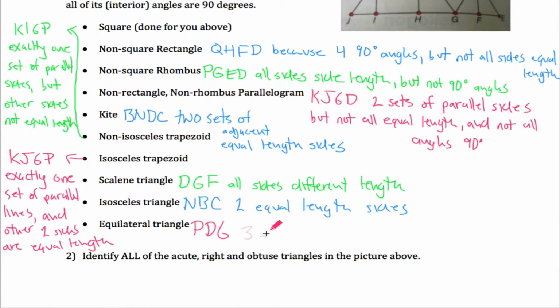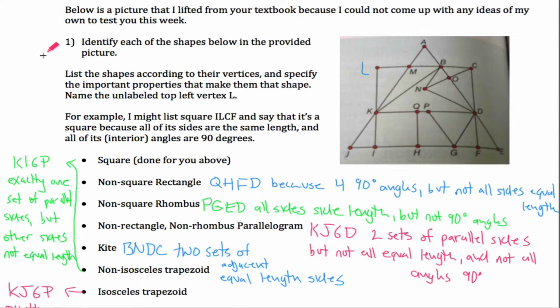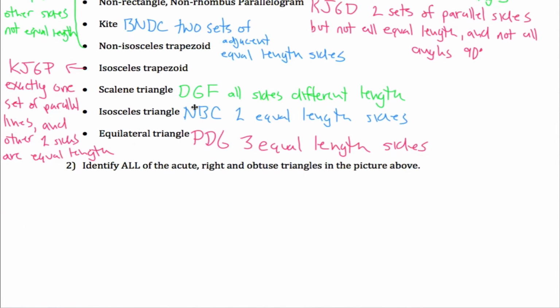PDG, three equal length sides. And maybe my note on all of these is other answers are possible. So just an FYI, don't freak out if you get answers different than these. Really, the explanations will help figure out if you found the same type of thing. And then identify all acute, right, and obtuse triangles in the picture above.